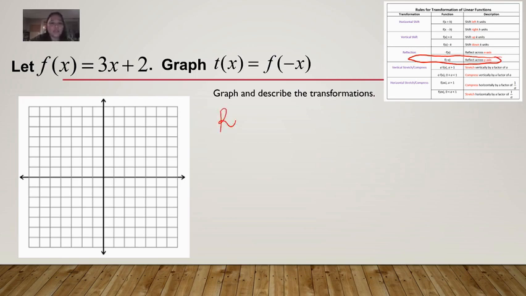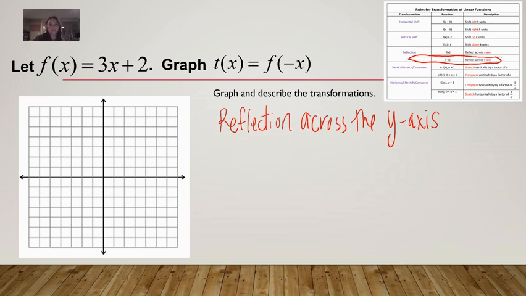So I'm going to write reflection across the y-axis. Okay, we're actually going to prove that in a little bit. So we're going to go ahead and graph the original equation. I'm just going to do that really quickly.